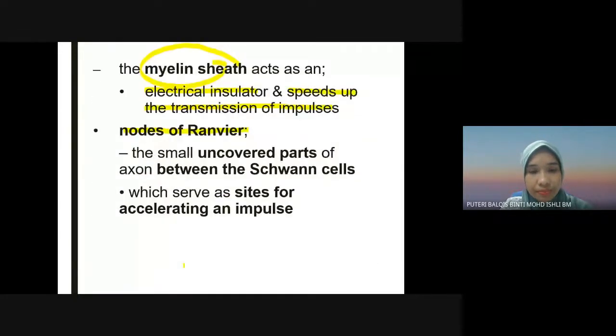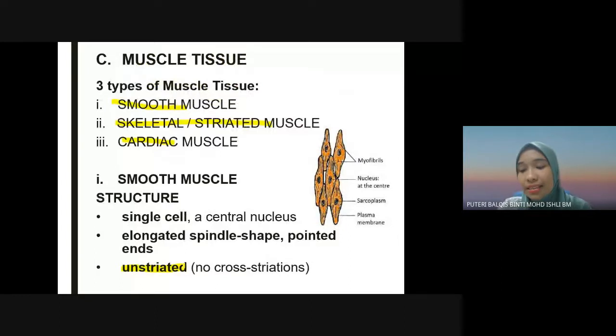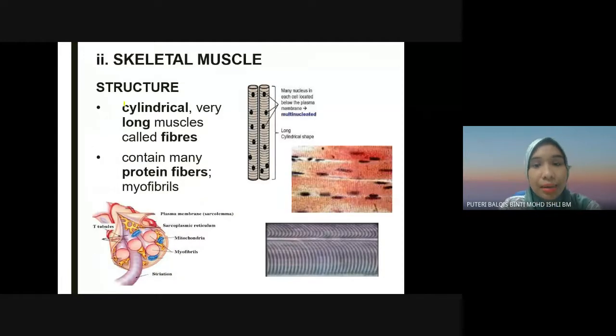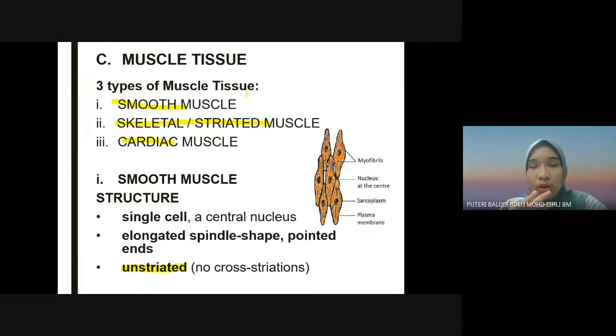Mana dia? Okay, dia adalah unstriated. Apa maksud unstriated ni? Unstriated ni maksudnya dia tak ada jalur-jalur. Contohnya kalau kita tengok skeletal muscle, dia ada jalur-jalur, garis-garis tu. So itu adalah striated, striation. Smooth muscle do not have that. So we call that unstriated. Sebab itulah dia smooth saja.